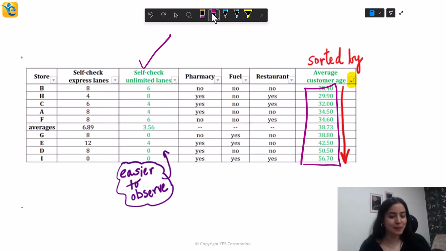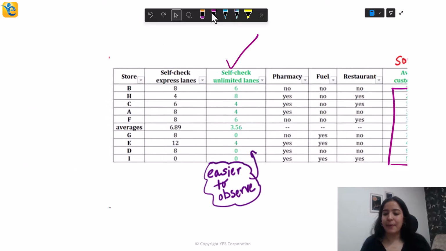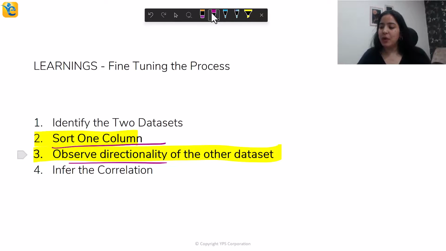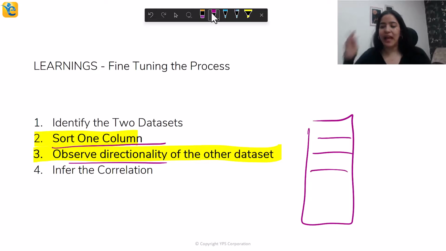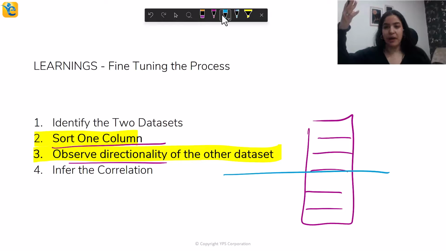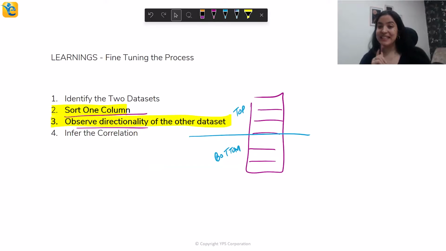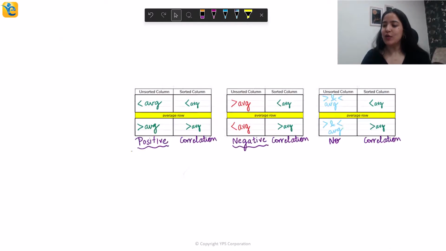Then the next level of sorting happened here at step number 3 when we were observing the directionality of the unsorted column. Typically, what we did in previous videos was that we had all of these values, just split them into half, like here, read half of the values above it and half of the values below it. So we had a top half and a bottom half. This is what we did, and we used to compare the magnitude of the two halves. But this time we had another tool, the average row, and see how that really saved time and helped us compare very, very quickly.